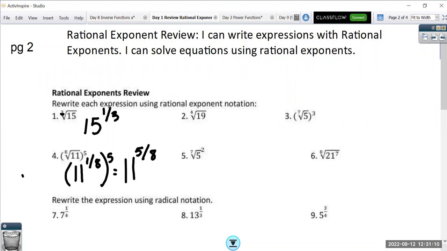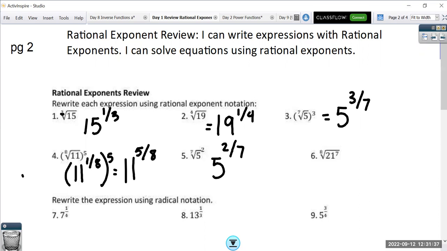So I have the 4th root of 19. I can rewrite that as 19 to the 1/4. I have the 7th root of 5 raised to the 3rd. So I have 5 to the 3/7. I have the 7th root of 5 squared. So I'm going to rewrite that as 5 to the 2/7.